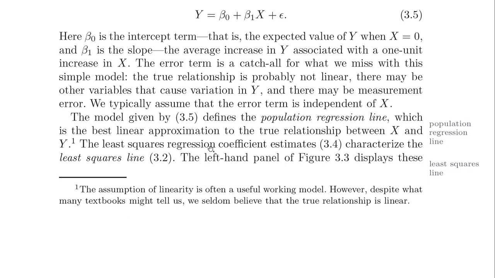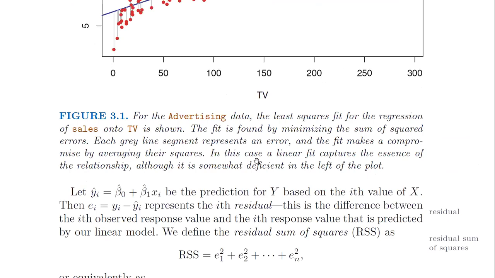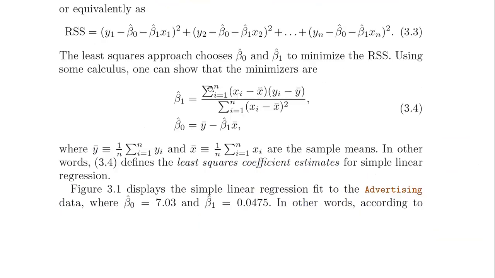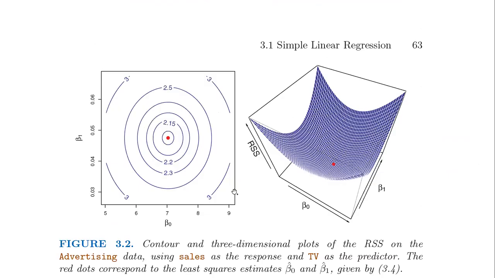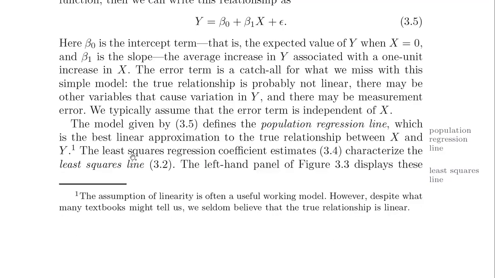The least squares regression coefficient estimates, 3.4, these two, this is what we mean by the best fit, the best linear fit, the best linear approximation. With respect to what? With respect to reducing the RSS. Reading on, the least squares regression coefficient estimates 3.4.